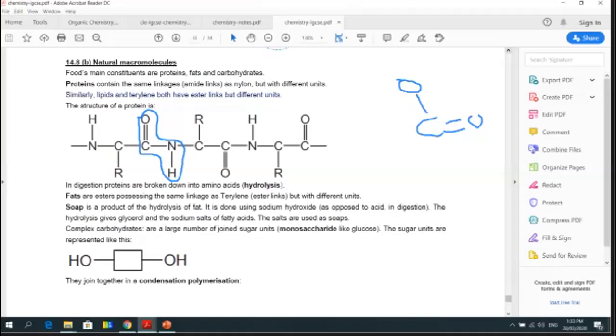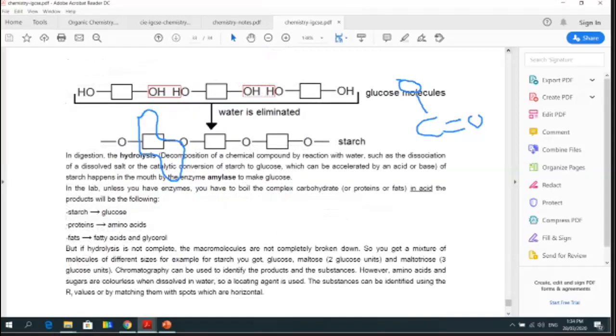The next thing, we have complex carbohydrates. These carbohydrates are referred to as polysaccharides, and they are derived from monosaccharides, which are glucose units. And they normally join together by a condensation polymerization reaction, right? So all in all, this here is just showing you how water is removed from the glucose units and how it results in the formation of the polymer or the polysaccharide. In this case, the example given is starch. Right, so starch is the complex structure and it's derived from glucose.